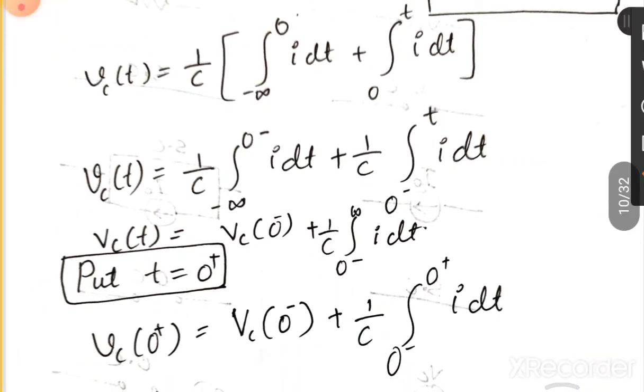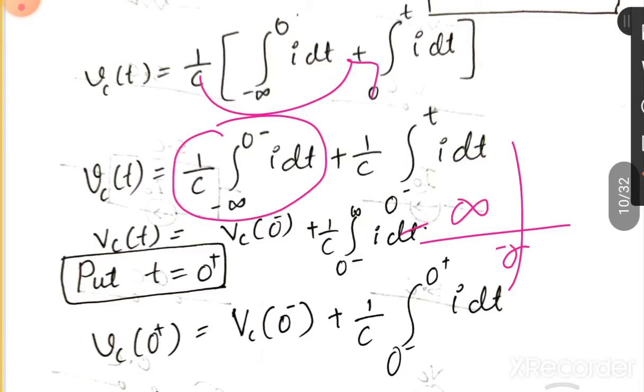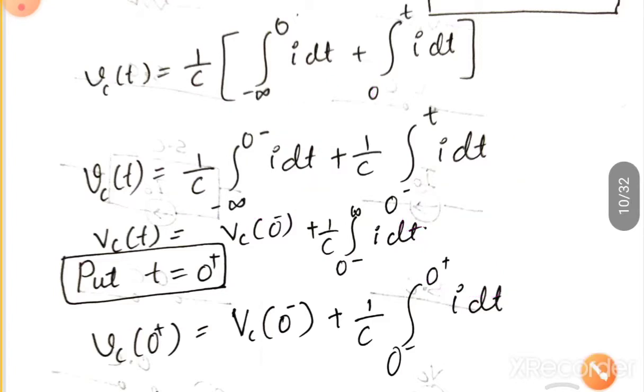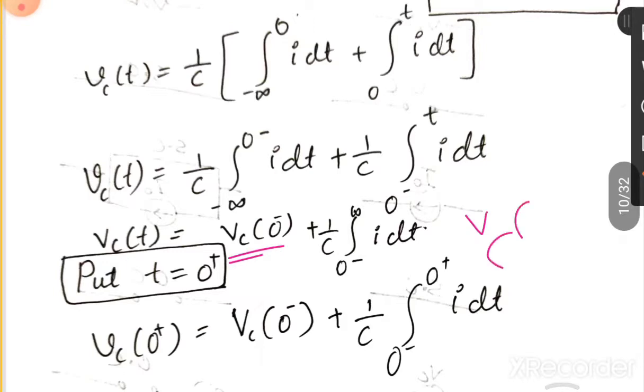Okay, and I into dt, plus another one is 1 over C into the integration of 0 to t of I into dt. As we know, this is the condition from minus infinity to 0 minus, which means just before the action of your switch. In this case we are going to close the switch. Earlier it was open. You can consider this as Vc of 0 minus, just before the closing of the switch, and this one is 1 over C integration of 0 to t of I into dt.